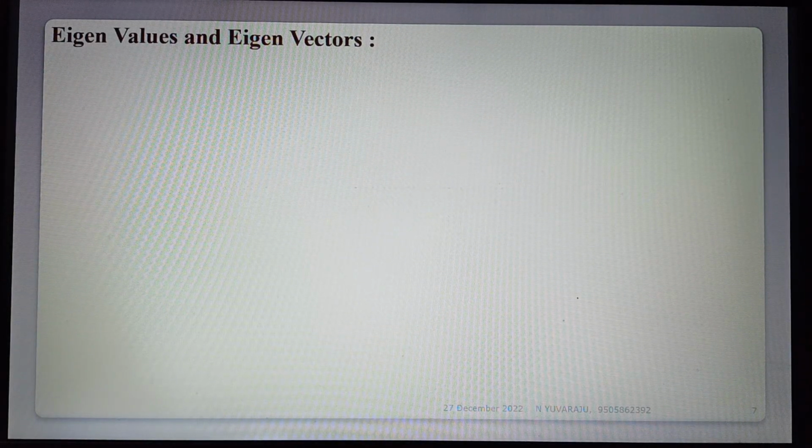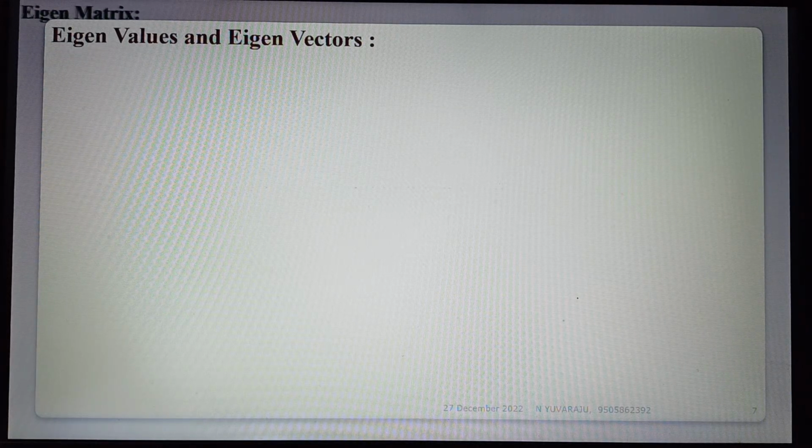Hi students, today we are learning the topic: eigenvalues and eigenvectors of a given square matrix. How to find the eigenvalues and the corresponding eigenvectors. Okay, first of all, the definitions. The important topic is the first definition, the eigen matrix.